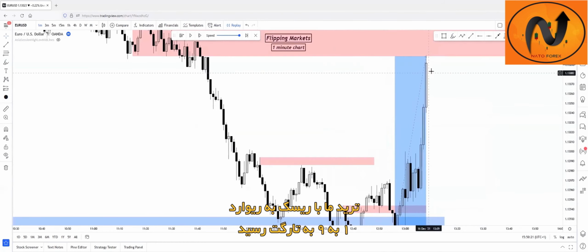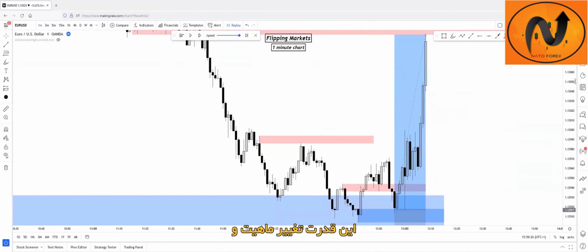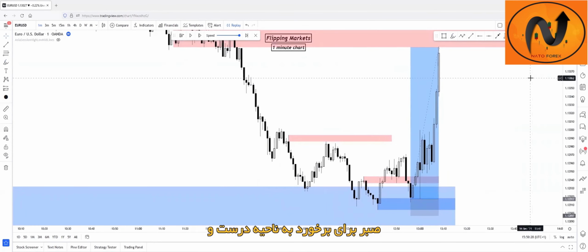TP hit for 1-to-9 risk reward. So we just booked 9% of profit. This is the power of change of character and waiting for the right zone to be tapped and the change of character inside of that zone.